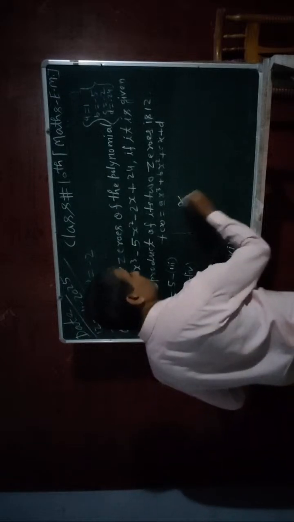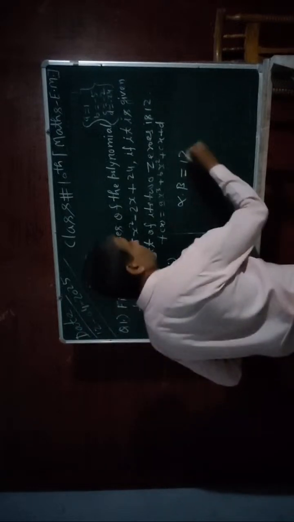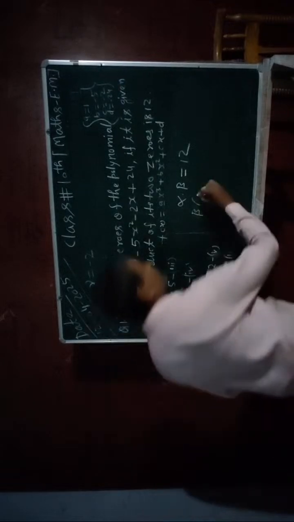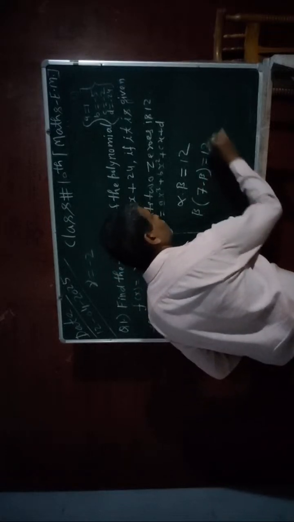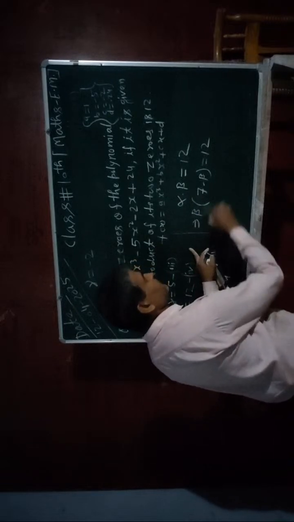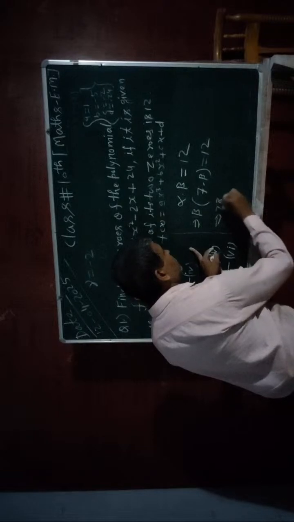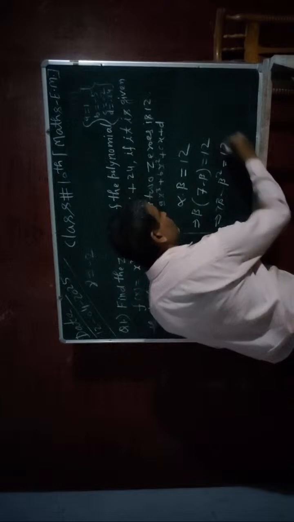4, that is alpha into beta, which is equal to 12. So beta is here. So in the place of alpha, I will write 7 minus beta, which is equal to 12. Now I will multiply with beta in these two terms. So I will write 7 beta minus beta square is equal to 12.